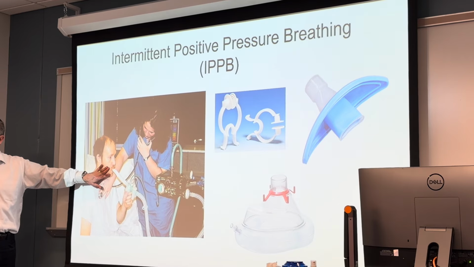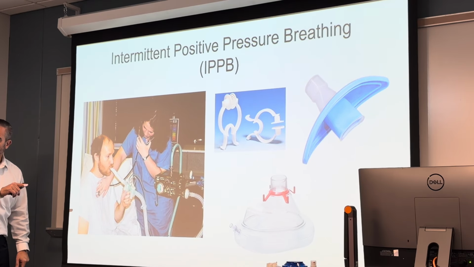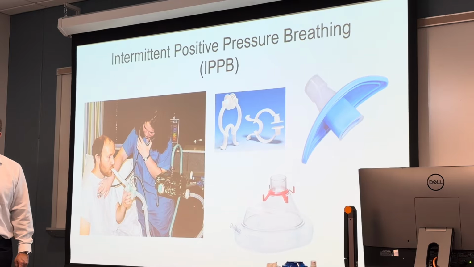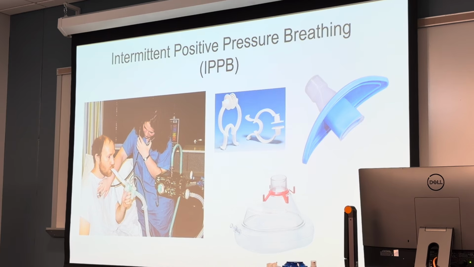And again, how would I know it's a leak? The machine cycles on, but it never cycles off. If it never cycles off, that means there's a leak somewhere in the system.